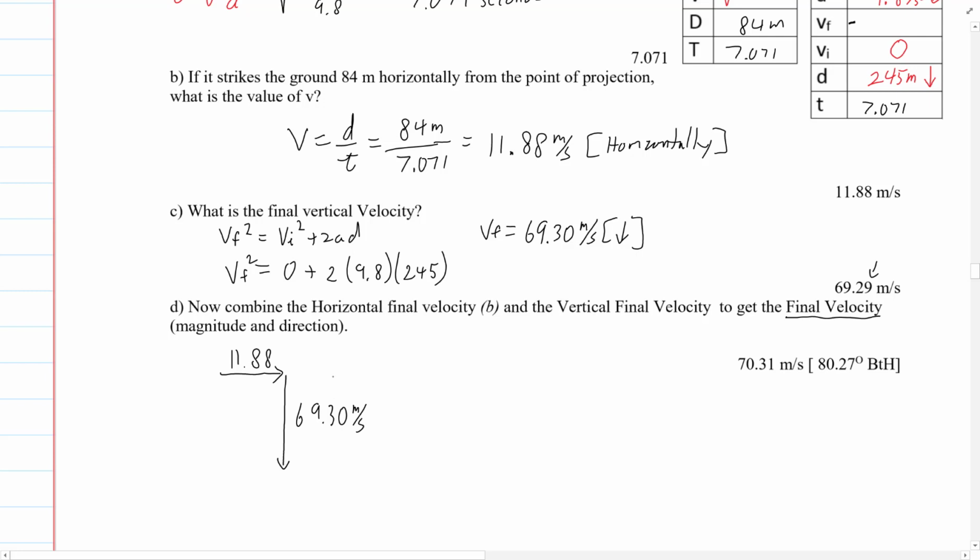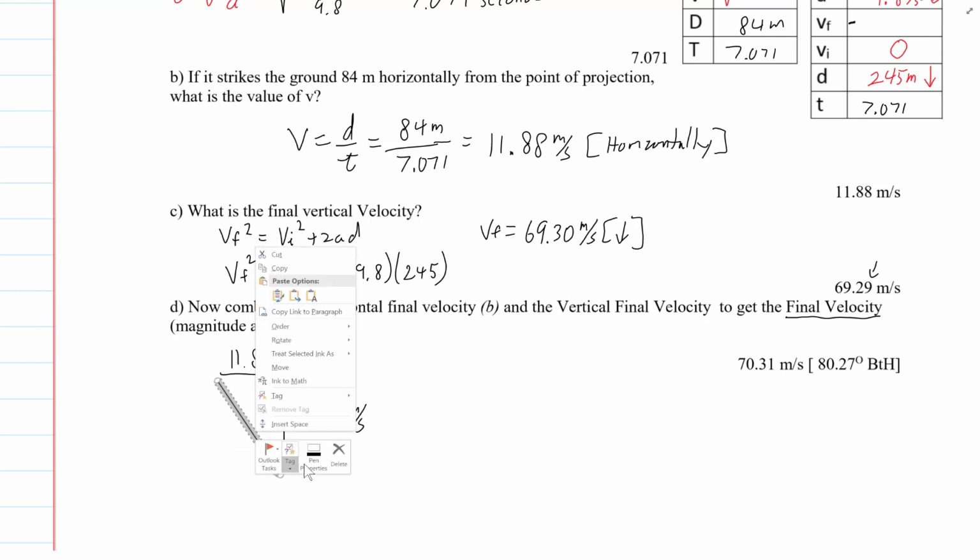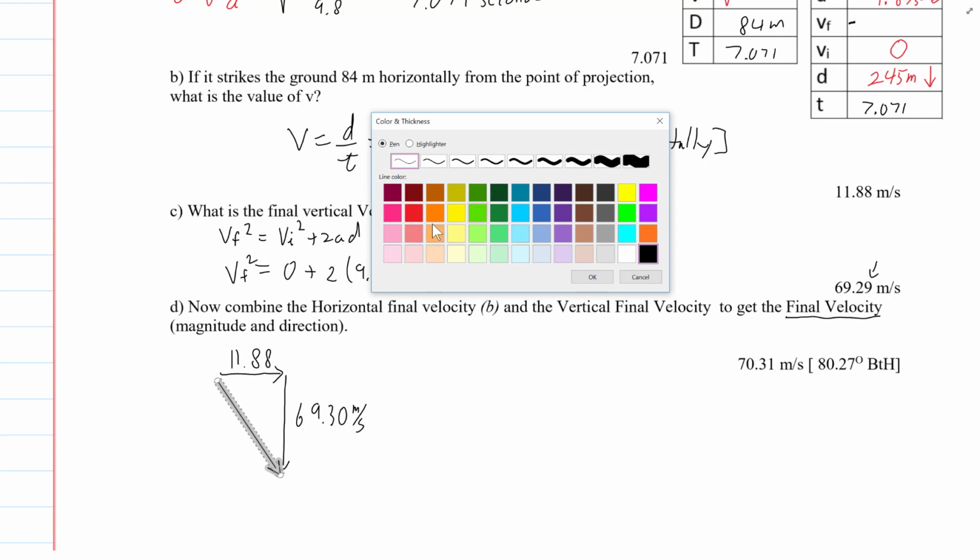Okay, and now I'm just going to draw my resultant. Let me change the color of that. Okay, not going to let me do that. Let's do it this way. Pen properties. Yeah, here we go. Let's make it red for resultant this time.